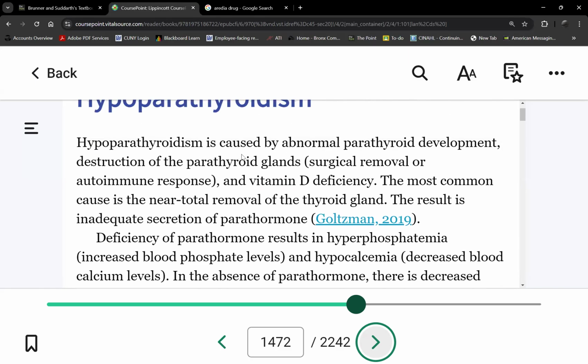Another cause is vitamin D deficiency, meaning the patient may not have a thyroid issue, but they may have a vitamin D issue. How do we get vitamin D besides eating it? From the sun. So patients who are living in, let's say, dark areas, patients with little or no sunlight, will have vitamin D deficiencies.